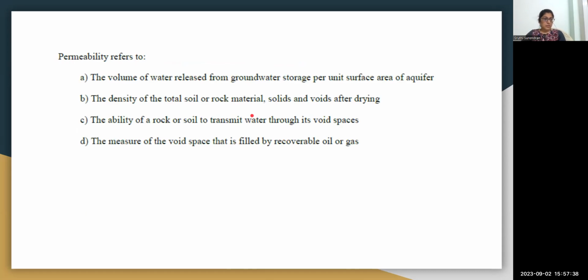Another question was on permeability. What does permeability refer to? Is it the volume of water that is released from groundwater storage per unit surface area of the aquifer? Is it the density of the soil or rock material, the solids and the voids after drying? Is it the ability of a rock or soil to transmit water through its void spaces, or is it the measure of the void spaces that are filled by recoverable oil or gas?